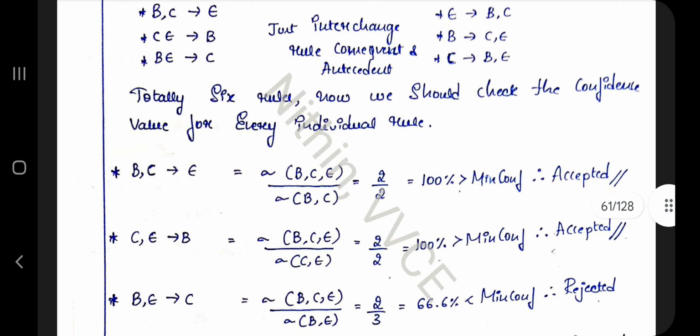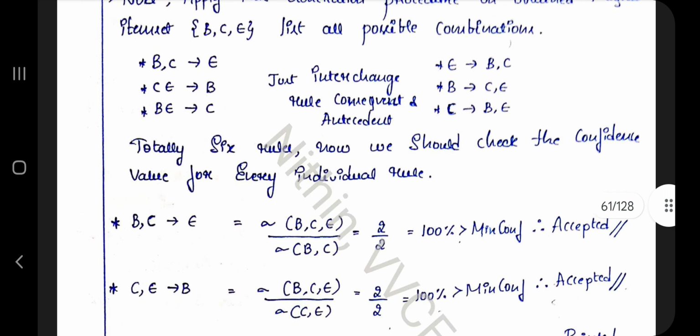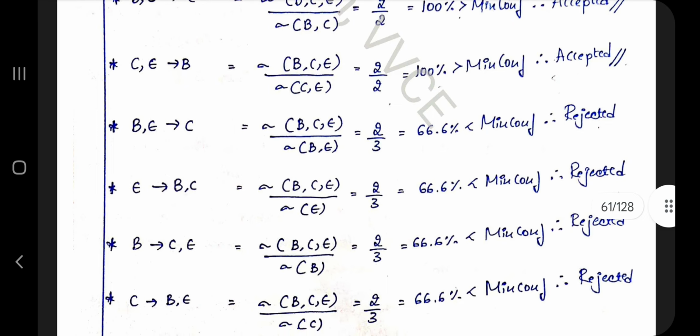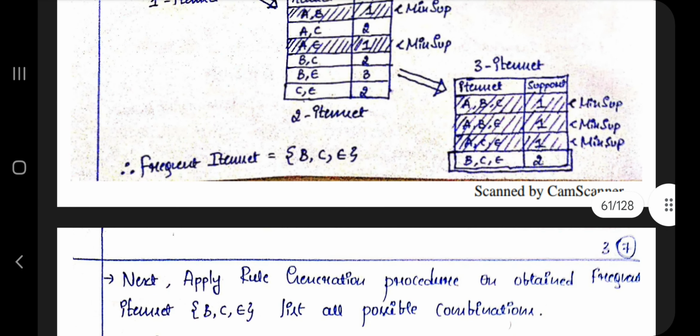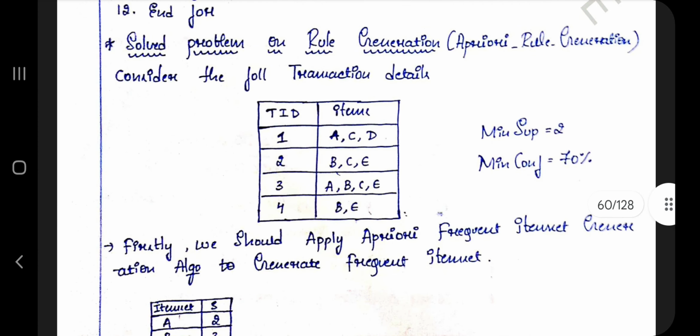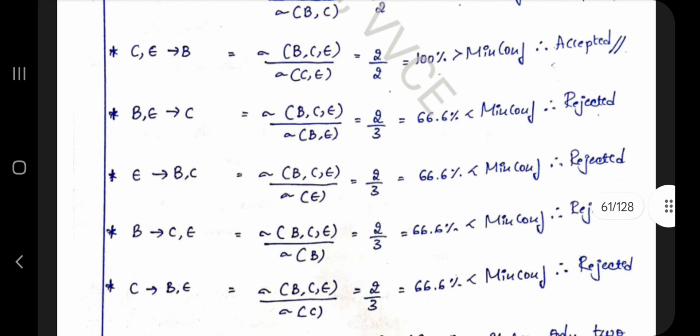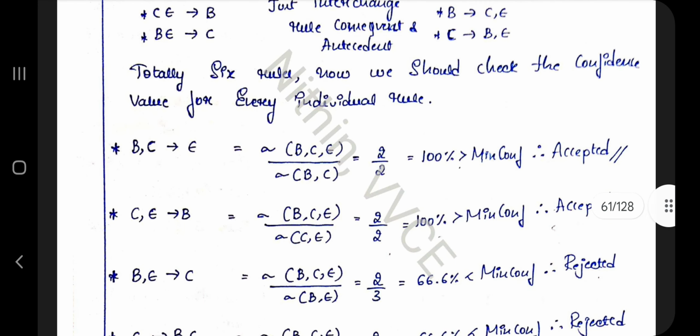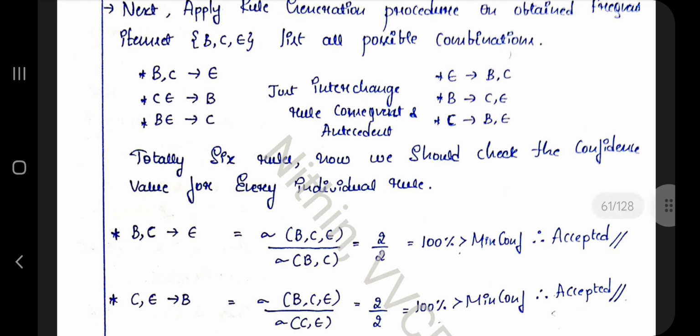Now we should check the confidence value for every individual rule. What about the minimum support count? The minimum support count is already passed here, and we got the answer BC. Now the confidence should be greater than 70%. How do we do that? Observe carefully: we are considering the first one, BC goes to E.